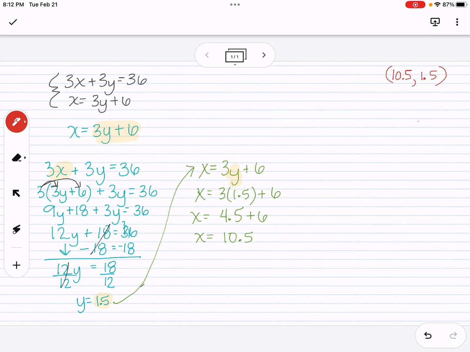If you are paying attention still, put a smiley face at the top right corner of your notes, and you're going to show me tomorrow.